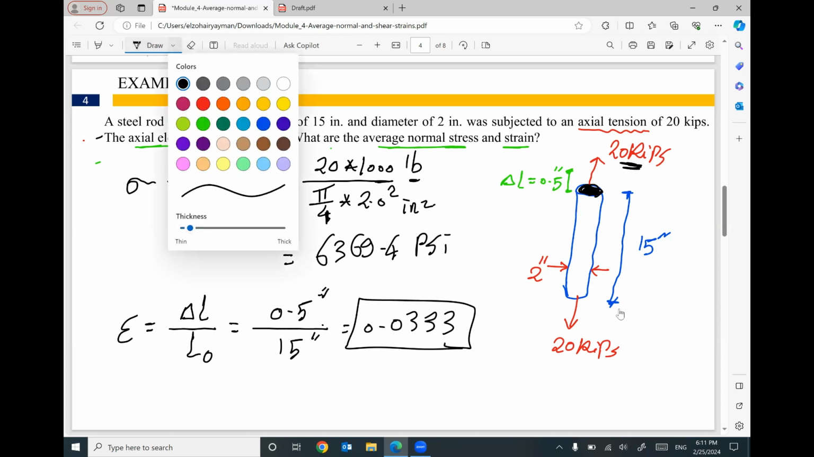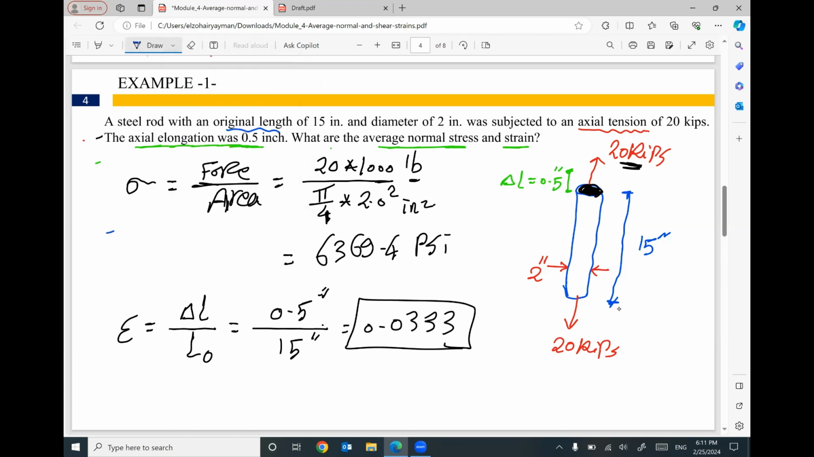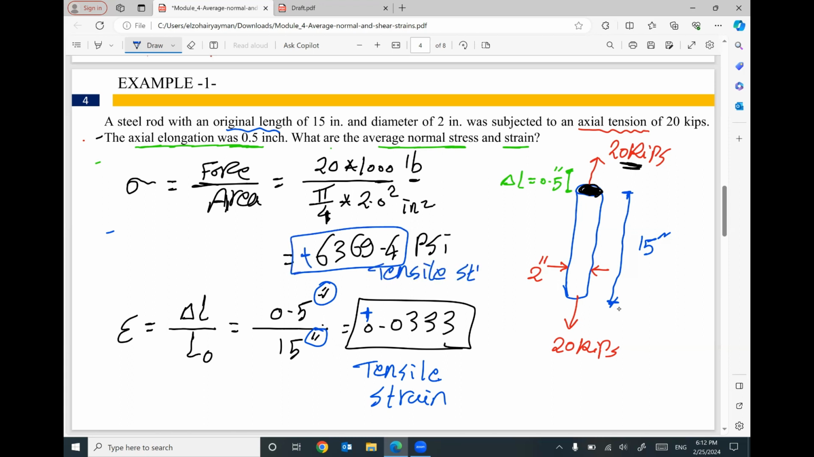What do you mean by dimensionless? We don't have a unit because this one is in inch and this one is in inch. If you divide this number by this number, the normal strain will be dimensionless. And this one is positive, or you can say it's a tensile strain, because the applied force is a tension force. That makes sense? So we covered how to figure out the normal stress, and we covered how to figure out the normal strain.